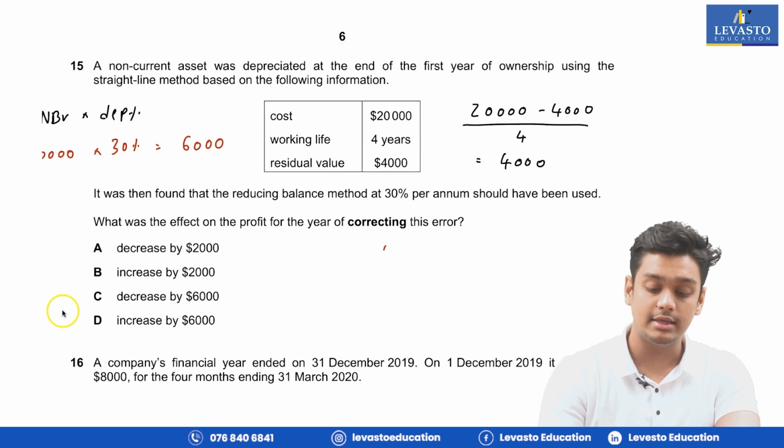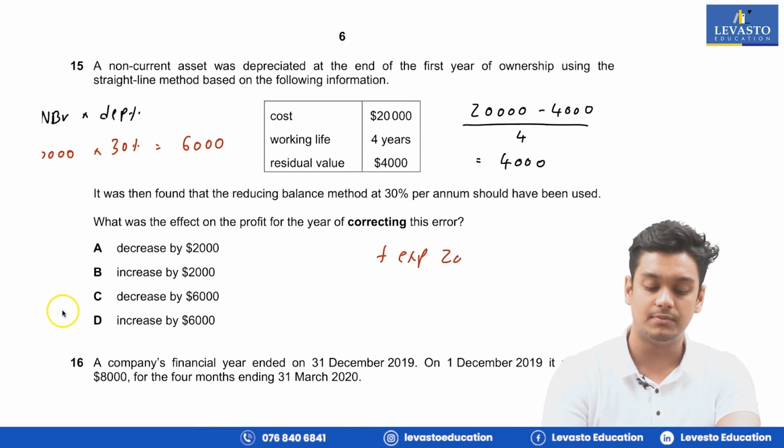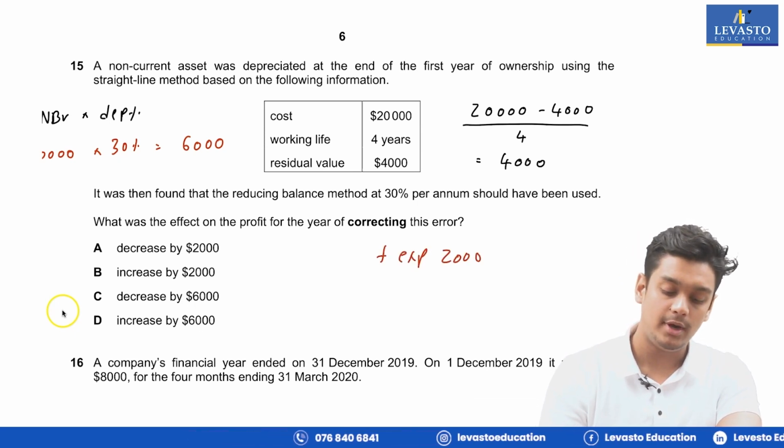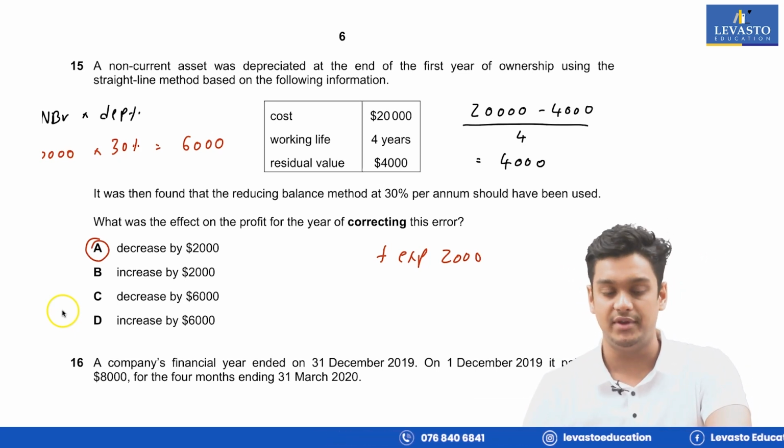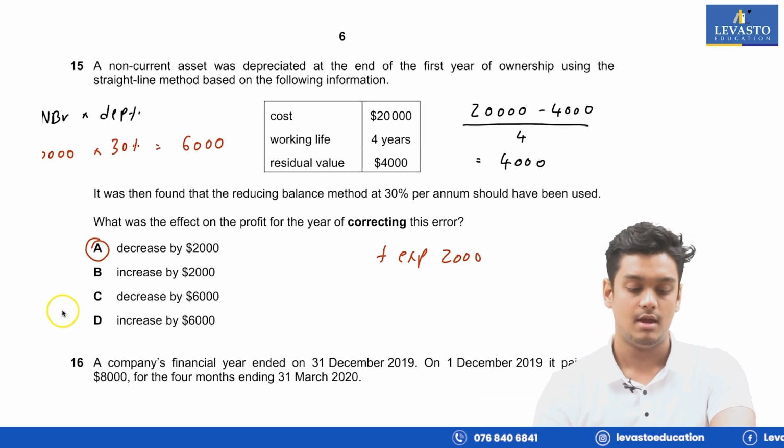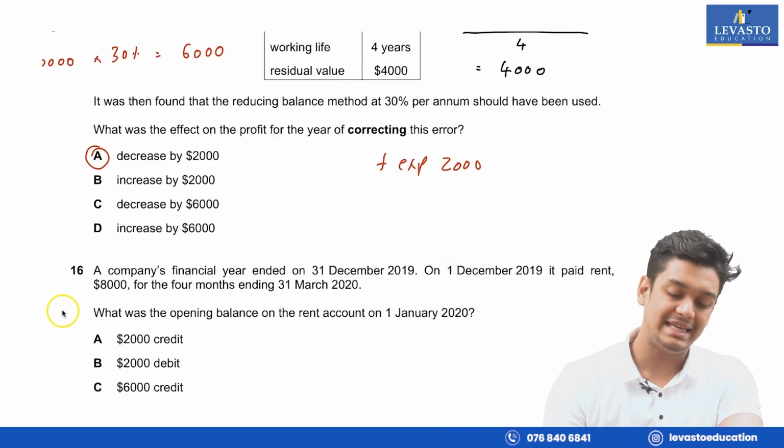So we have to increase our expenses by 2,000. This will reduce our profit by 2,000. If you increase your expenses, you're going to reduce your profit. Simple as that. Adjustment number 16.